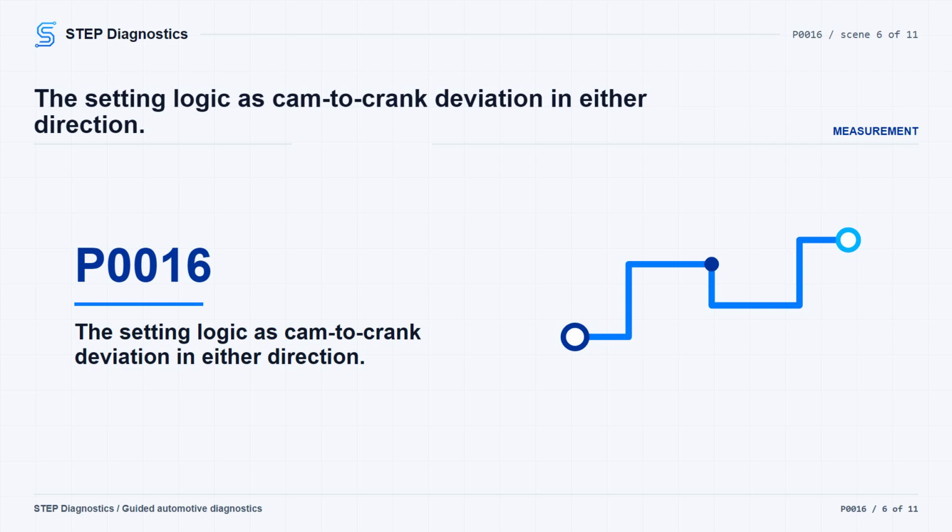So if the scan result shows the code active under the right conditions, think in terms of sync, sensor fitment, actuator position, reluctor alignment, and timing drive movement, rather than jumping straight to a part.